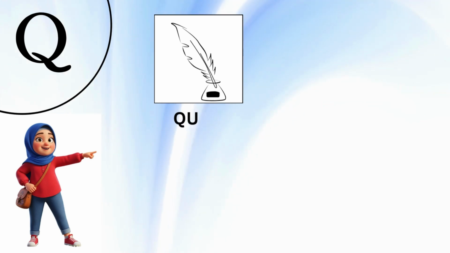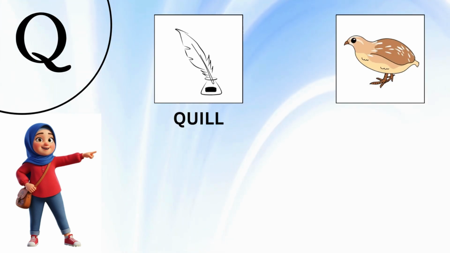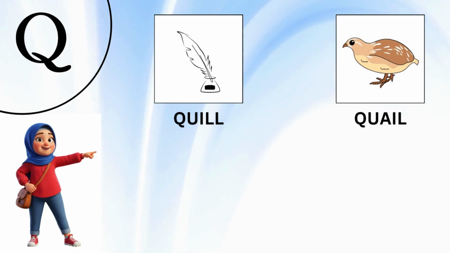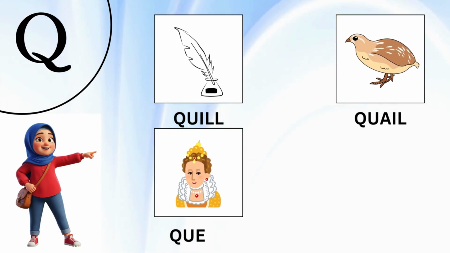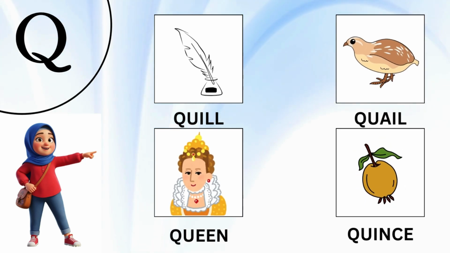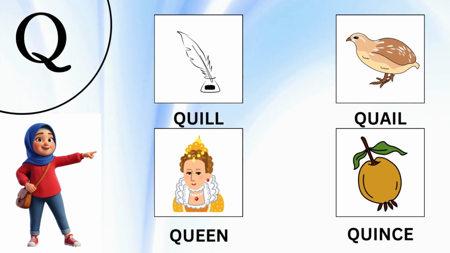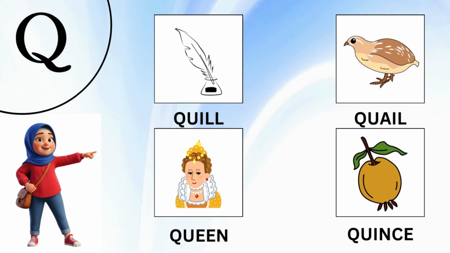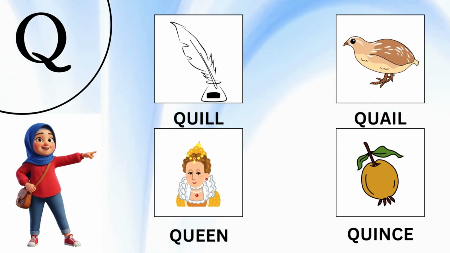This is letter Q. Q is for quill. Q is for quail. Q is for queen. Q is for quince. Quill, quail, queen, and quince.